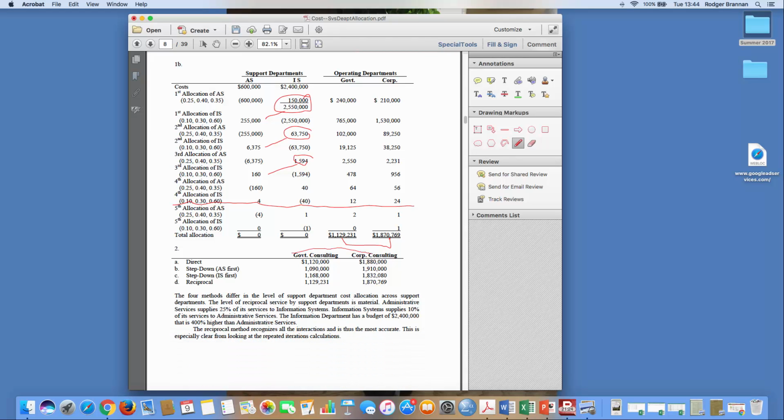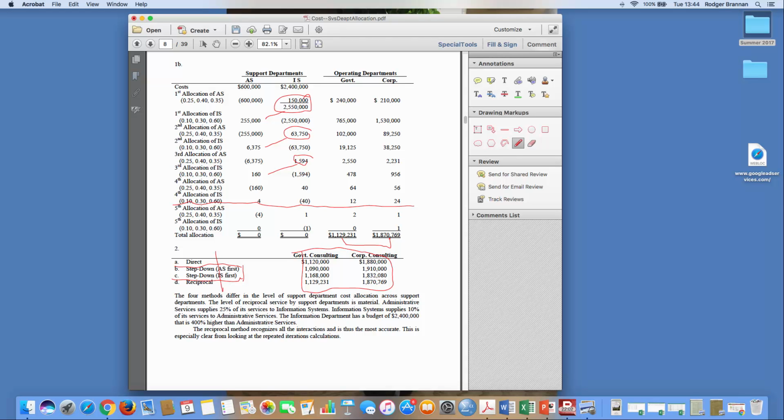And what they're showing you here is that, again, between the four different methods, the direct, the two different ways of doing step down, and reciprocal method, really not a whole lot of difference, 78,000 difference. And so from a materiality point of view, you could argue, does it really matter? And so if there's really not a huge difference here, that's why a lot of companies will choose to do the step down method, primarily because they see it as a compromise between the direct and reciprocal method.